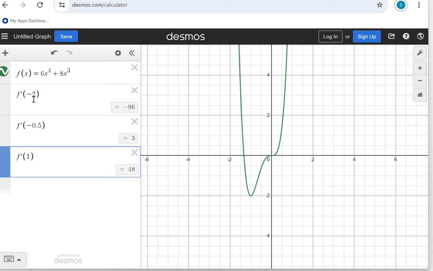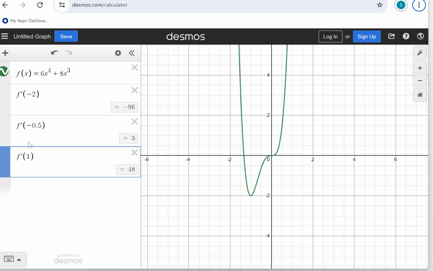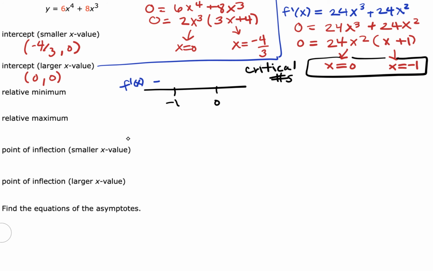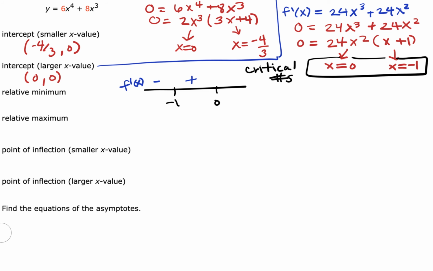Okay. So before -1, this value of -2, it was a negative number. So we're going to go back to our little line, and we're going to say, okay, it was a negative number before -1. What about between the two? We picked the number -0.5. It's between -1 and 0. We get a positive value when we plug in to f prime. What about after 0? We get a positive value again when we plug into f prime. Okay, so this is a great example where we can have critical numbers that do not give us a relative extrema, right?